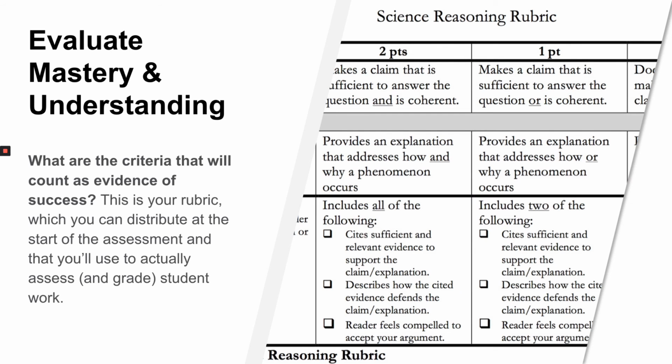And then finally, we evaluate mastery and understanding. So once you've identified your enduring understandings, what you want students to do, and what you want them to know, we then create a test, a performance assessment, and then we make sure that it's asking for higher order thinking whenever possible. And then, of course, we have to determine what the criteria are that will count as evidence of success. This is your rubric. It doesn't have to look like a traditional rubric. It can be a checklist of things, however you decide to organize it.